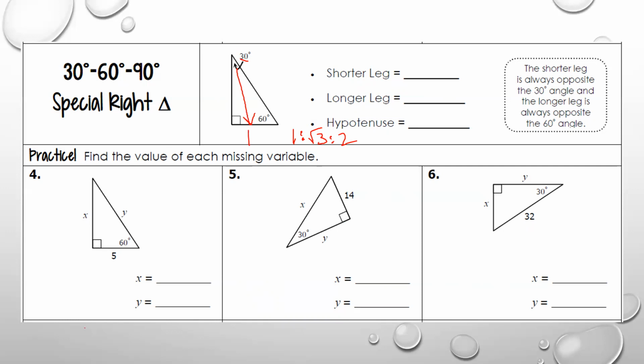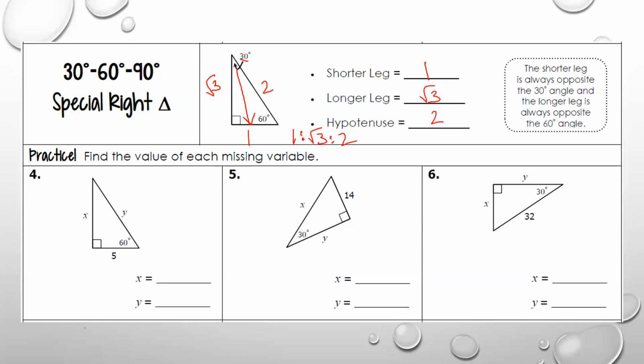The square root of 3 is about 1.7. You can check that if you want. So that makes it the medium side, which means it goes across from the medium angle. And 2 is the longest, so that's going to be the hypotenuse. So you make your short leg 1, your long leg root 3, and your hypotenuse 2. The short leg will always be across from the 30. The long leg will always be across from the 60, and the hypotenuse, of course, will always be across from the 90.